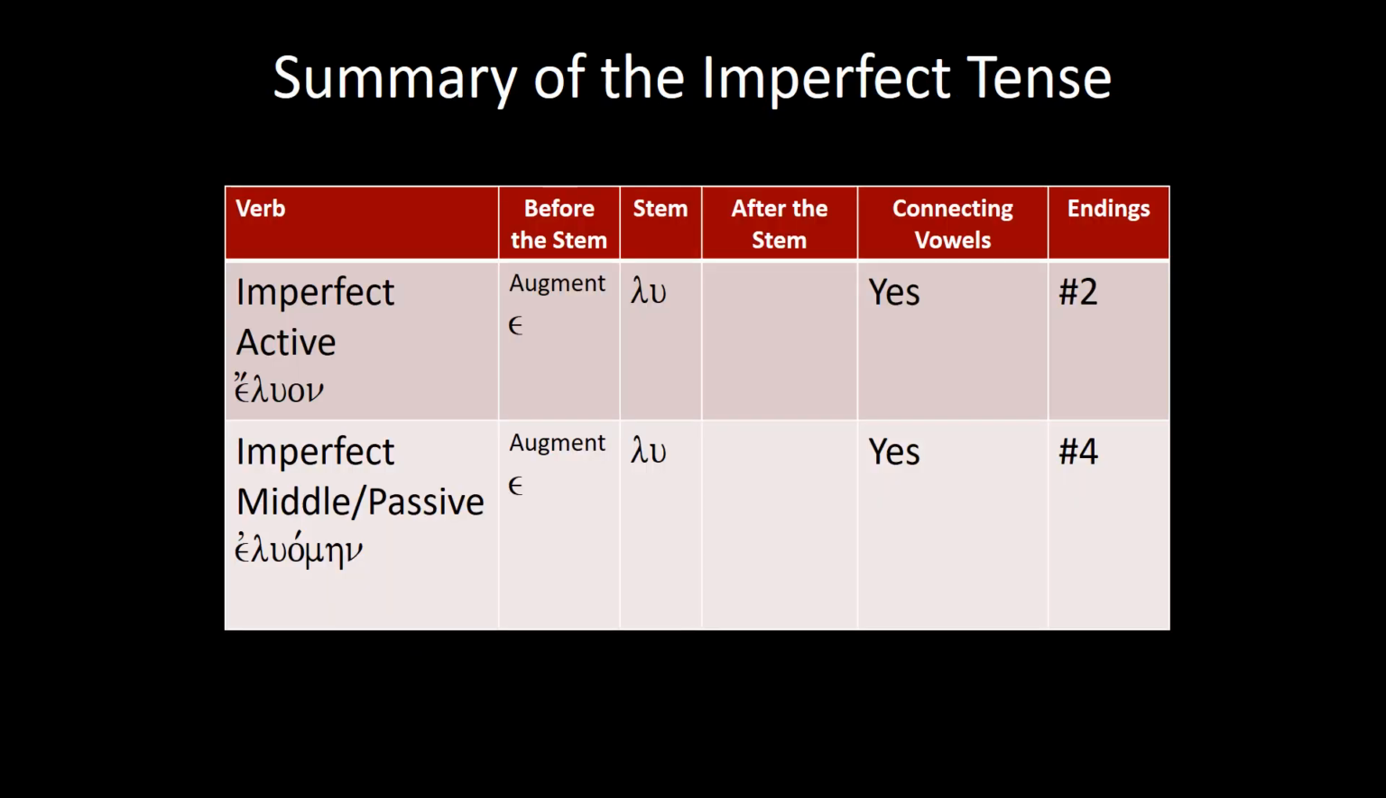So let's look back at this pattern again. We have an augment before, then we have verb stem. Really the only thing that's going to be different between these two forms, the endings. Are they the number 2 endings? Are they the number 4 endings? We have secondary active endings, number 2, then it's active. We have secondary middle or passive, it's middle or passive.